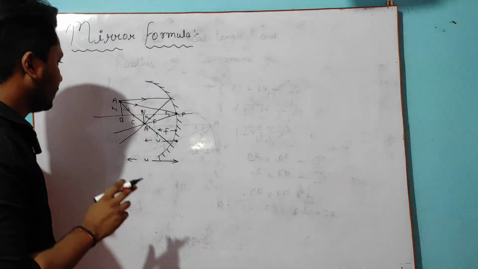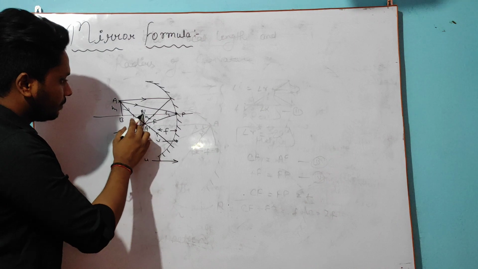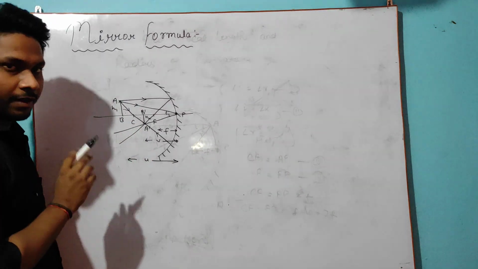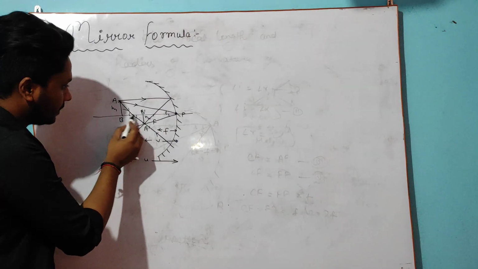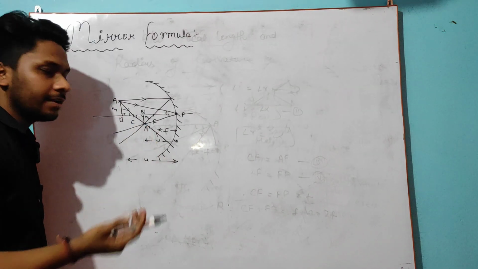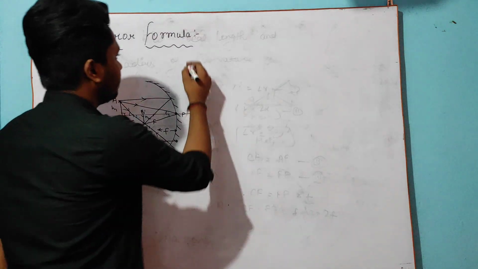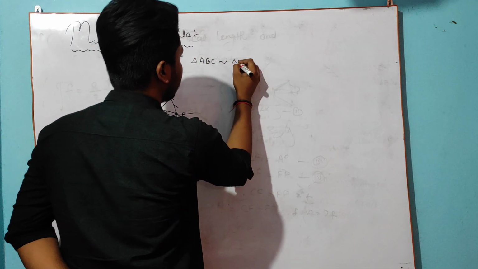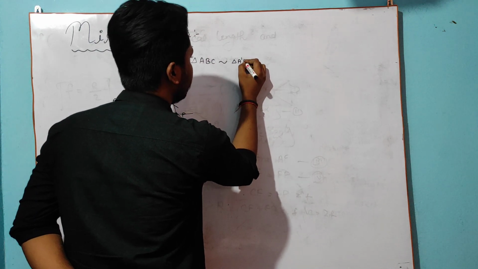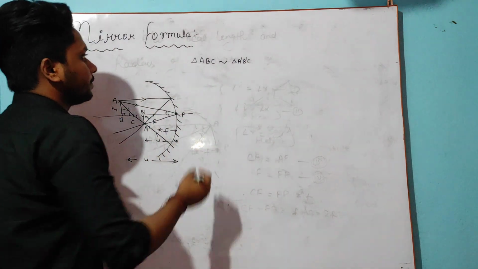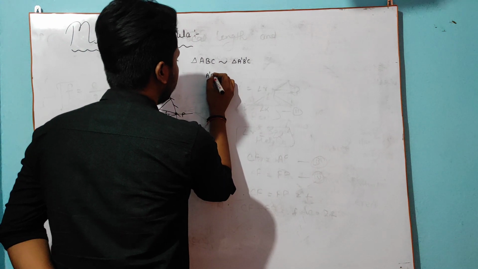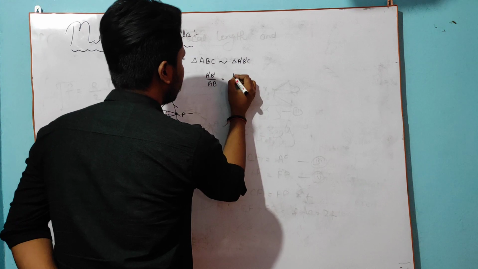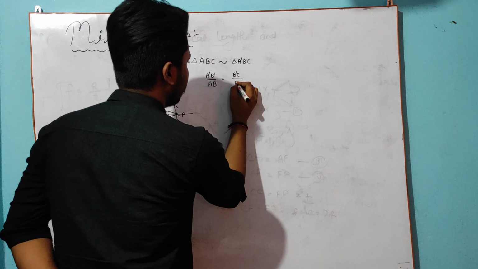Okay, so in triangle ABC and A dash B dash C, what we will see is that both triangles are similar. Why? Because this angle is equal to this and this is 90. So by the angle criterion, triangle ABC is similar to triangle A dash B dash C. So A dash B dash upon AB is equal to B dash C upon BC.